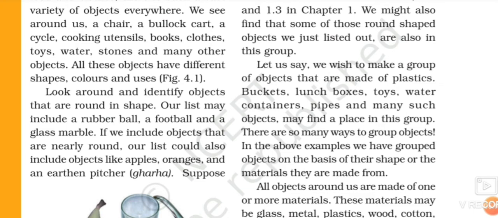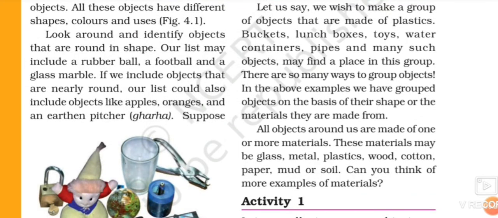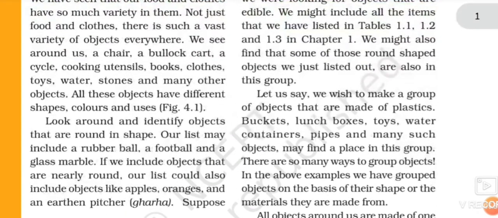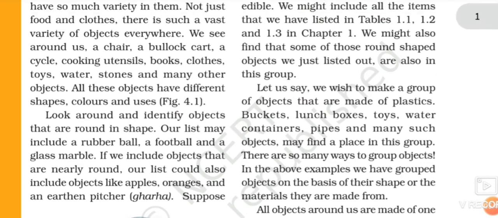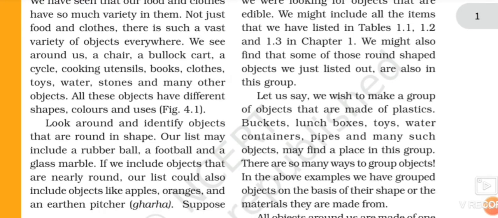Then also some of the tools which we use in the kitchen, and so many things are made up of plastics. There are so many ways to group objects. In the above example, we have grouped objects on the basis of their shape or the materials they are made up of. In both examples, you might have noticed that first we took the example of shape. According to the classification, it was done with the round-shaped objects, and afterwards we also distinguished the eatables and non-eatables. We have grouped them, and in the second one we have grouped them as objects made up of plastics.